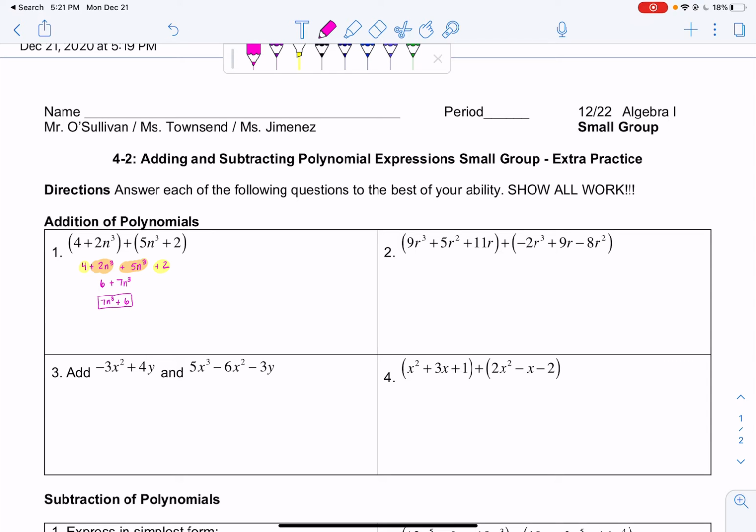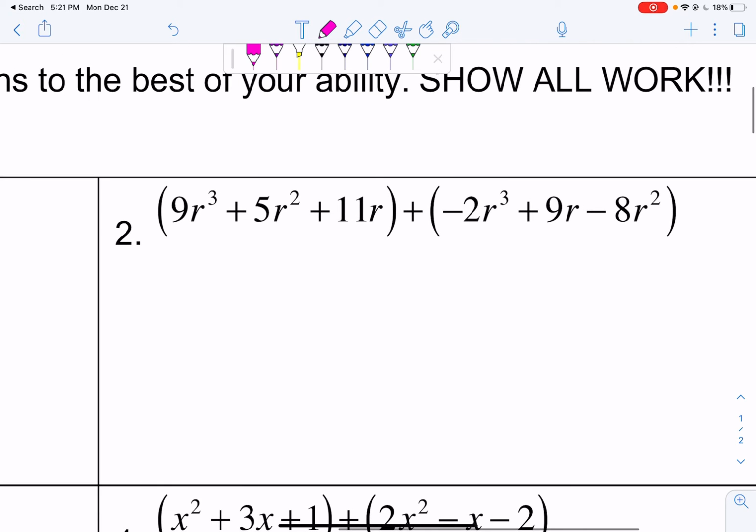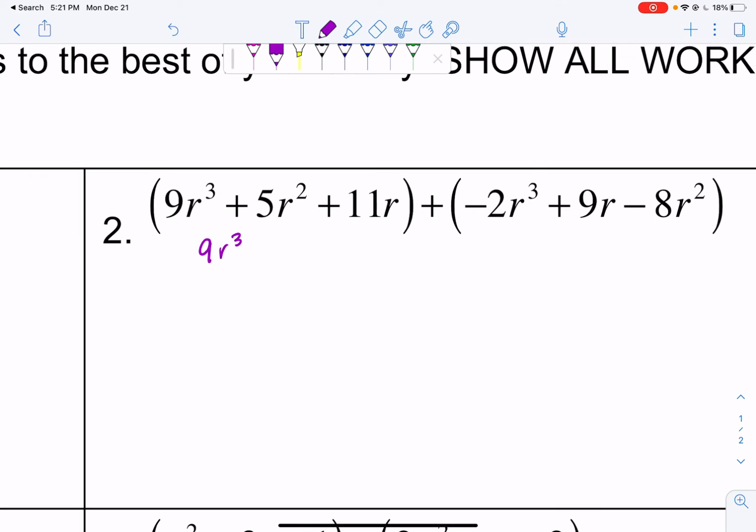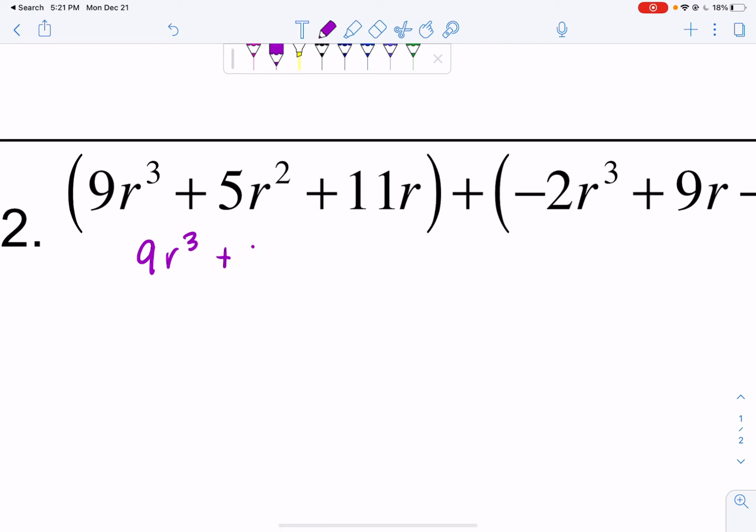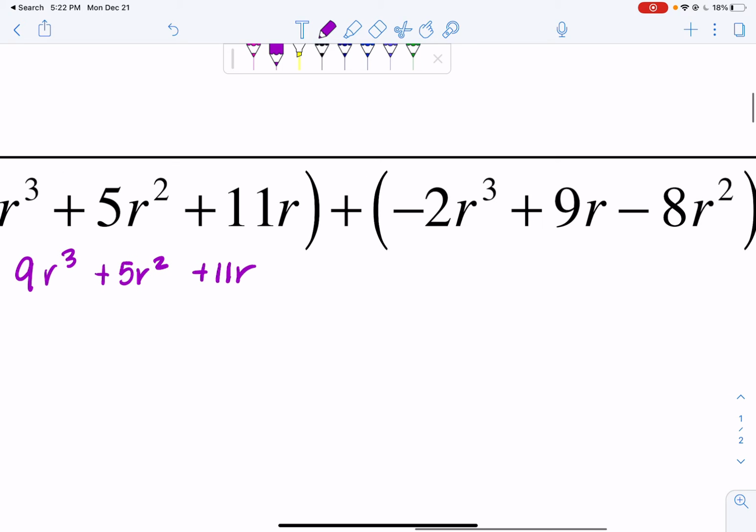continue watching. So in our second example, we have 9r cubed plus 5r squared plus 11r plus a minus 2r cubed plus 9r minus 8r squared. Remember, we just drop our parentheses. So I'm going to have 9r cubed. My r's look like v's, just a heads up. Plus 5r squared plus 11r minus 2r cubed plus 9r minus 8r squared.